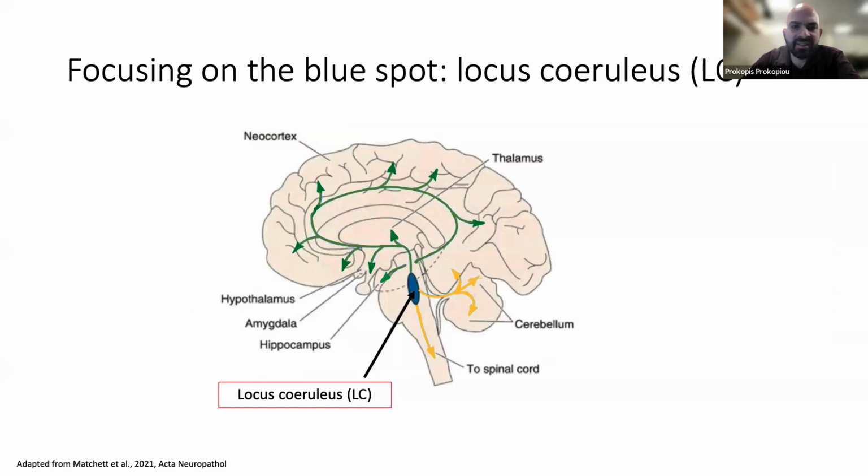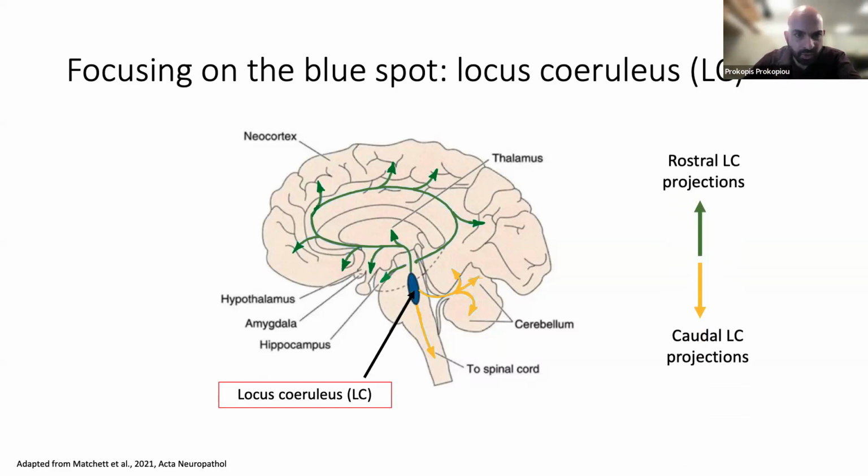Now the LC is the main source of norepinephrine in the brain, which is released throughout the central nervous system via the LC's long and diffuse projections. And the neurons within the LC are organized in a way indicative of their projection destination.